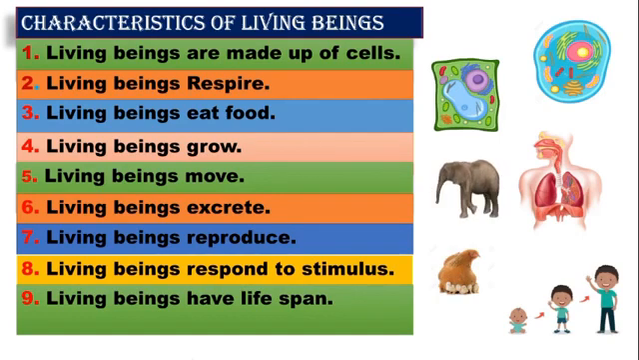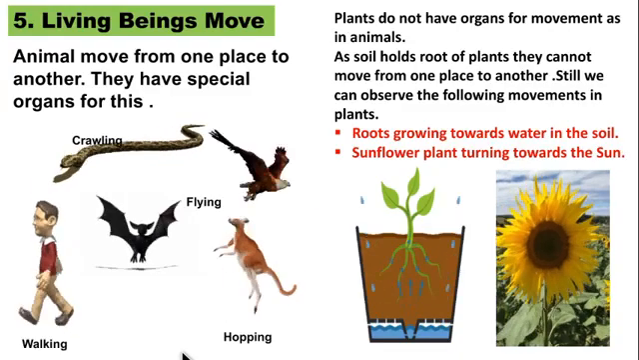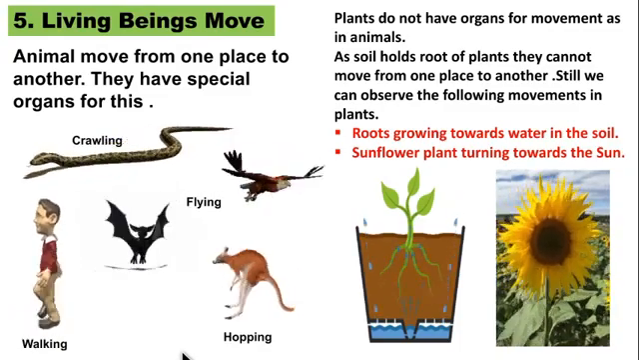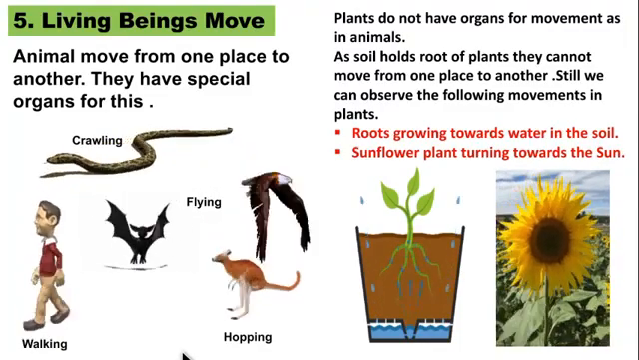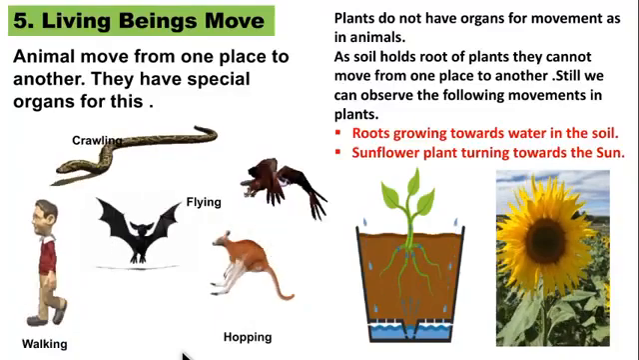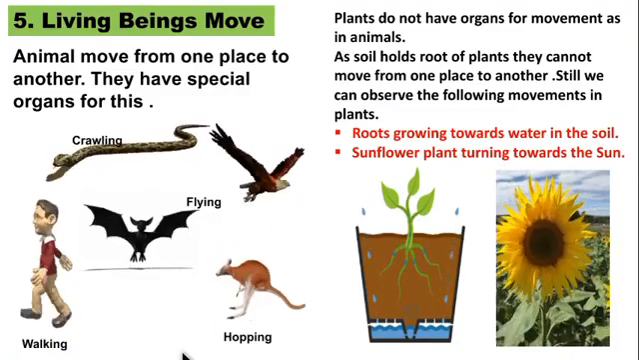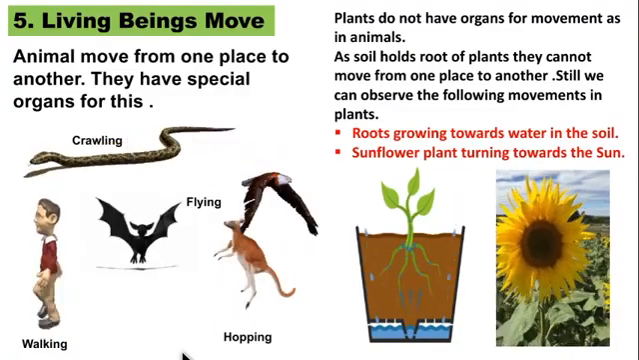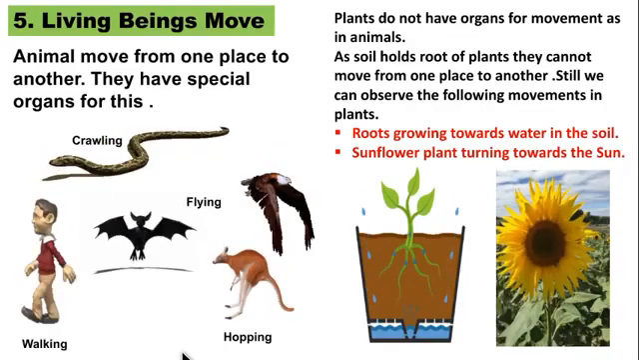Living beings move, living beings excrete, living beings reproduce, living beings respond to stimulus, living beings have lifespan. Okay, let us start our fifth point. Living beings move. So children, here animals move from one place to another place. They need some organs for that. Even they have special organs for this.